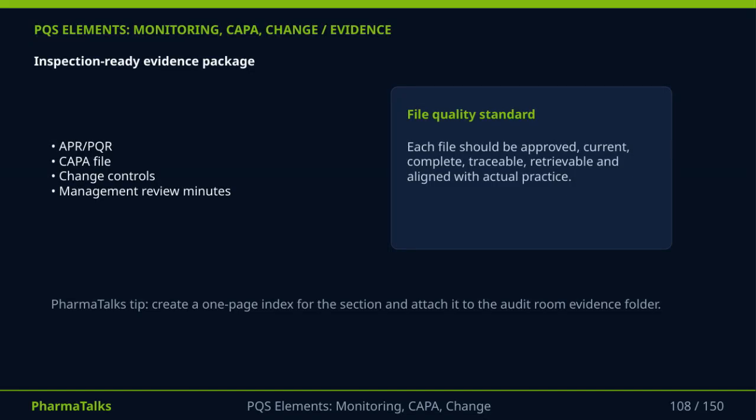Let's focus on the key PQS elements related to monitoring, CAPA, and change management, emphasizing the importance of having an inspection-ready evidence package. This package typically includes documents like the annual product review or product quality review, the CAPA files, change control records, and minutes from management review meetings. These components together provide a comprehensive view of how quality is maintained and improved.